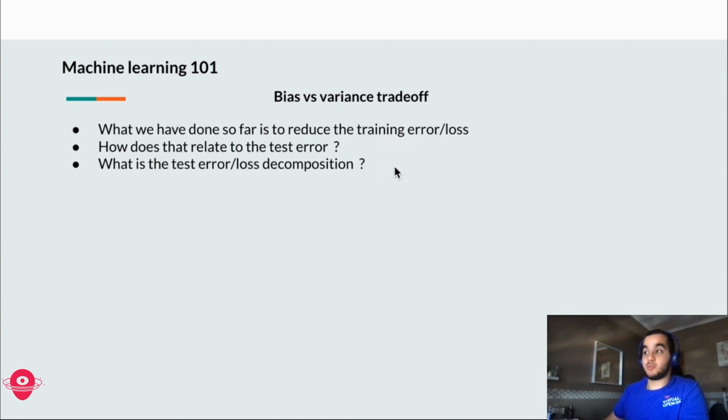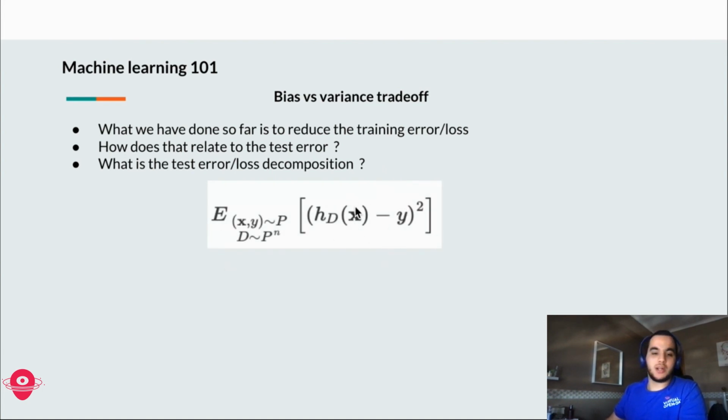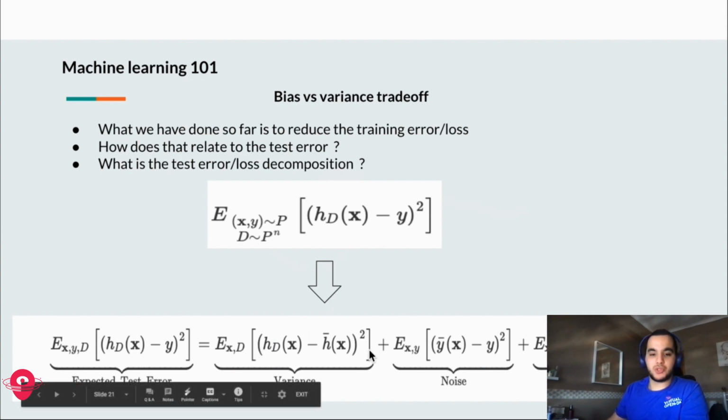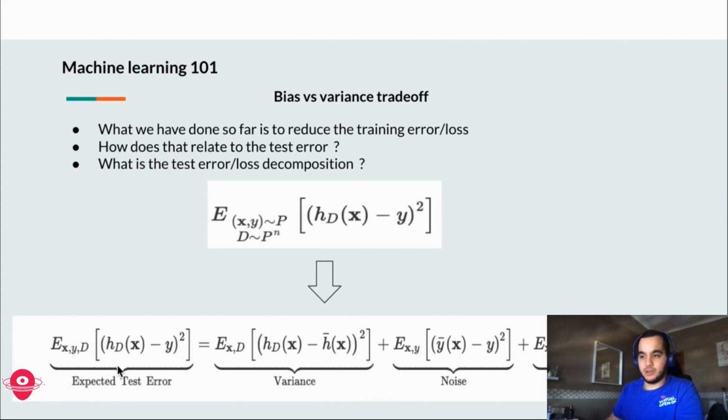We can express the testing error with this mathematical notation. You consider the testing error as a random variable, and you define it as the expected value of the squared Euclidean distance between the hypothesis, taking x and producing y hat, and the actual y. After applying a bunch of deductions on this term, you end up with three crucial terms. So the expected test error can be decomposed into these three terms.